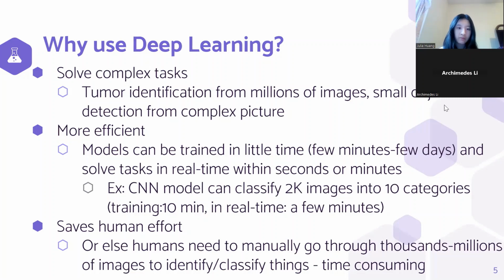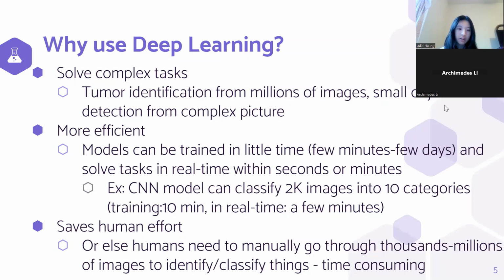Deep learning is also very efficient because models can be trained in very little time. Depending on the model, it can be trained in a few minutes to a few days, and it can solve tasks in real time within seconds or minutes. For example, if we train a CNN model, which we'll talk about later, it can classify 2,000 images into 10 categories, and training might take 10 minutes. In real time, it might classify these images in a few minutes. If there are cat and dog pictures, it can sort them into these categories within only a few minutes.